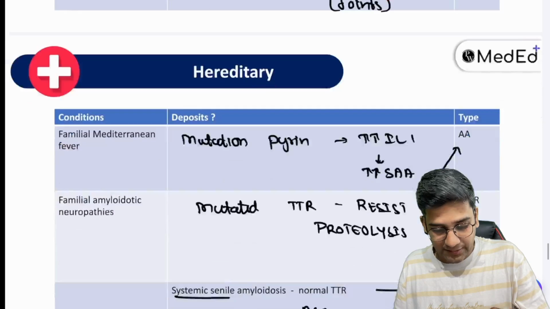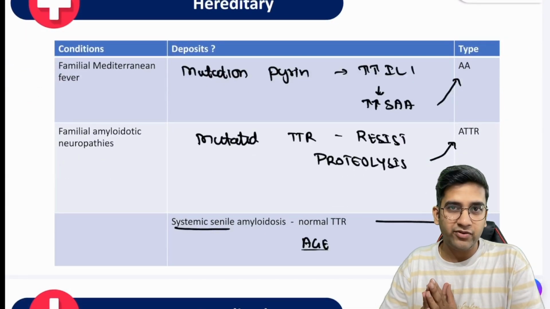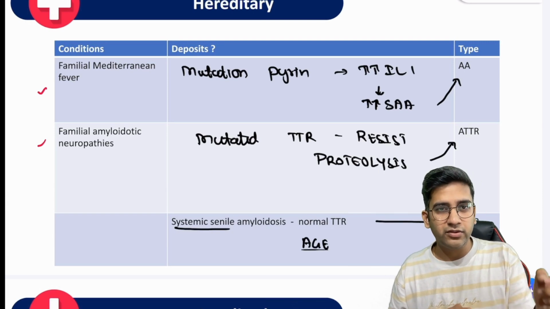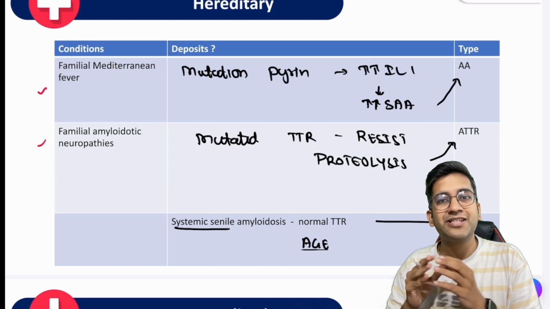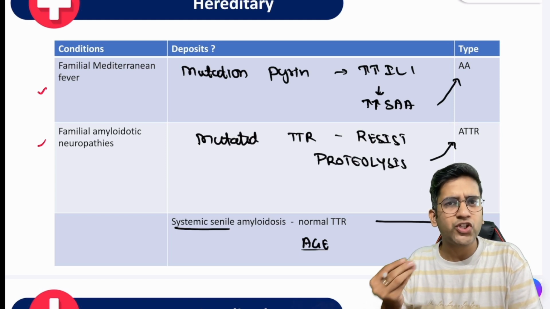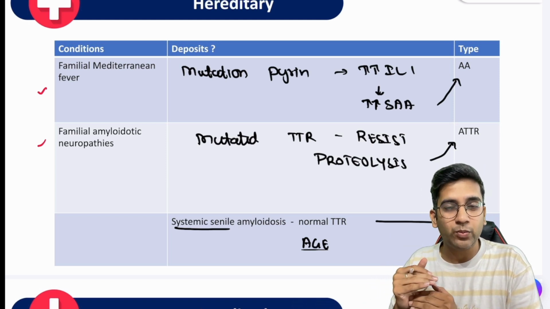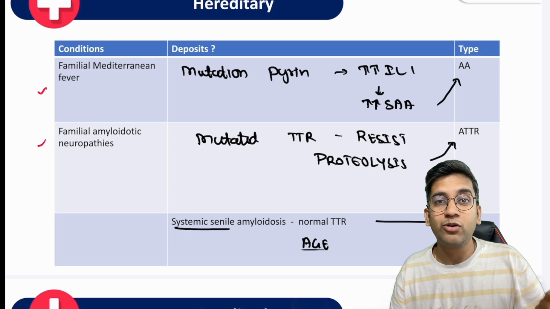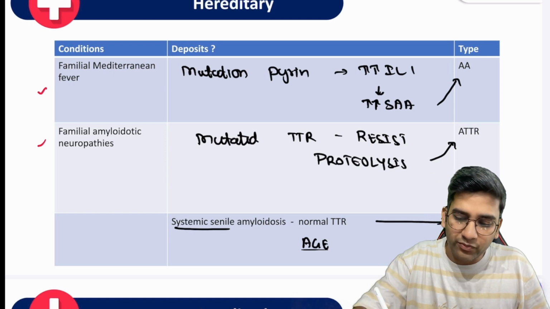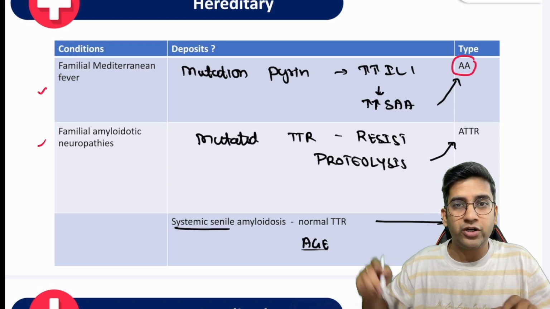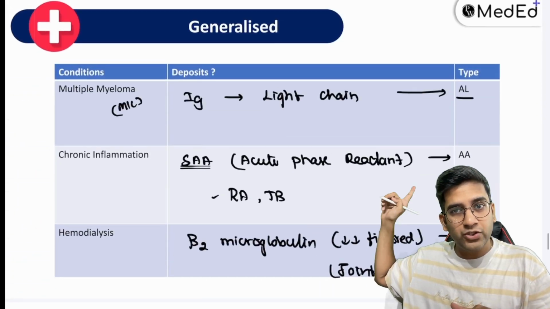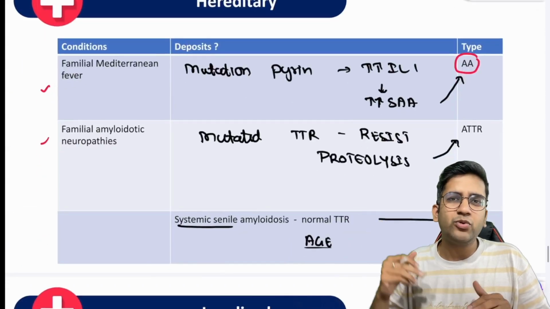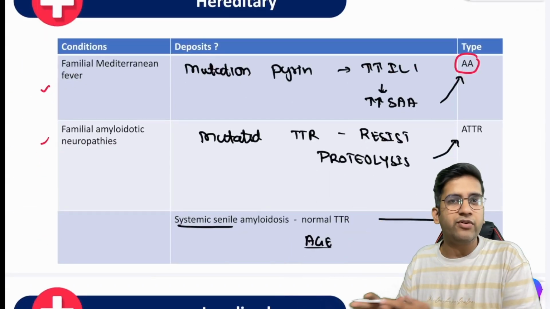Fine. Next is familial Mediterranean fever. These are hereditary causes; I have two hereditary causes. In this disease, I have a mutation in a protein called pyrin. As the name says, pyrin causes fever by increasing interleukin 1. Just now we read that whenever you have fever or any inflammation, I'll have more serum amyloid A protein, which obviously results in the same AA amyloid. This also causes AA amyloid. The only difference is that the other one is chronic inflammation, while this is a mutation related to the pyrin gene. Again, Mediterranean fever. That's all.